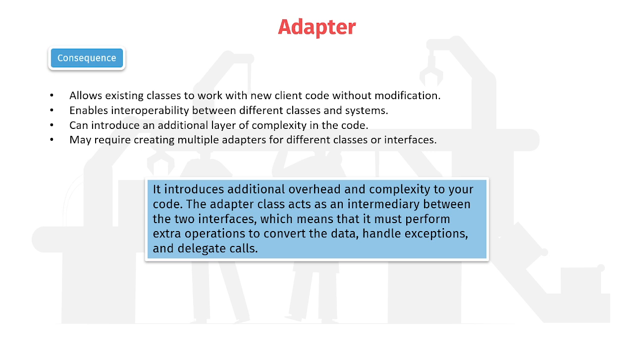But it can introduce an additional layer of complexity in the code because we are creating these adapter classes. It may also require creating multiple adapters for different classes or different interfaces. So the summary is it introduces additional overhead and complexity to the code, right? As I mentioned, it acts as an intermediary between two interfaces, so two classes. Maybe one can be a class and the other can be an interface, which means it must perform extra operations, right? It has to perform some extra operation to convert data.